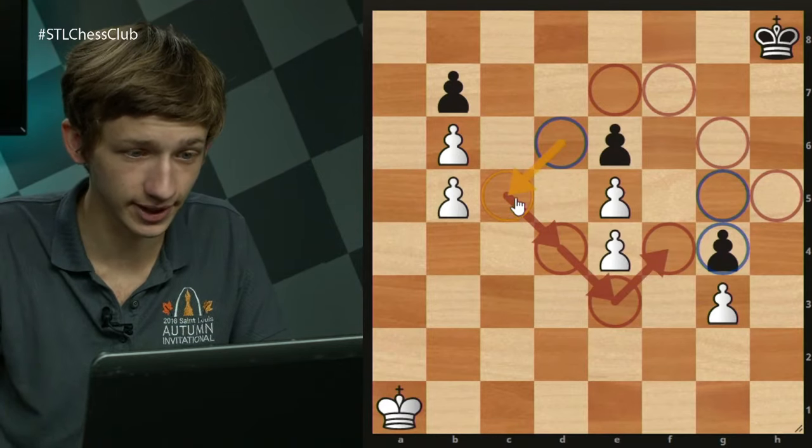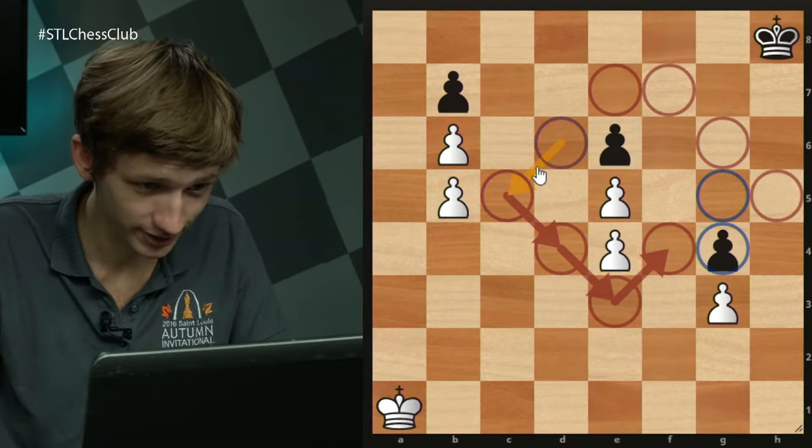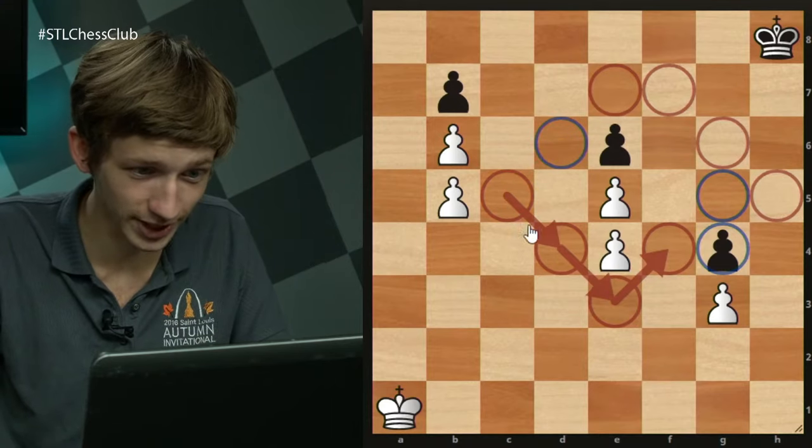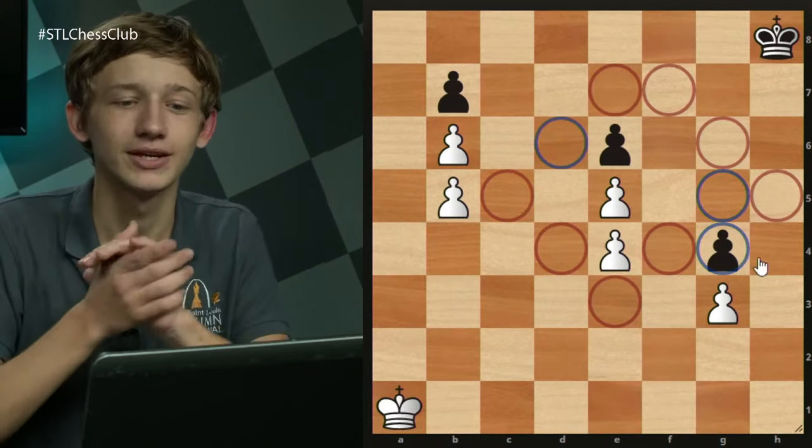Let me get rid of these silly arrows. Oh God, it's all falling apart. I should have practiced more with the arrow colors. It's too tough, too tough.